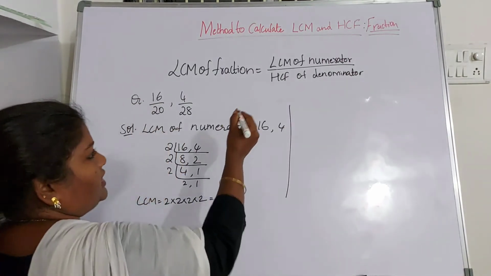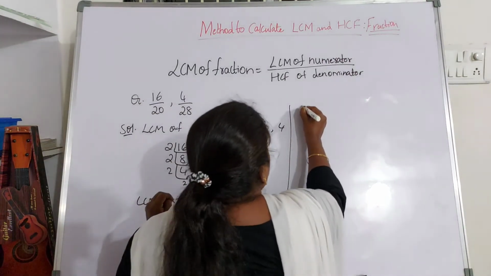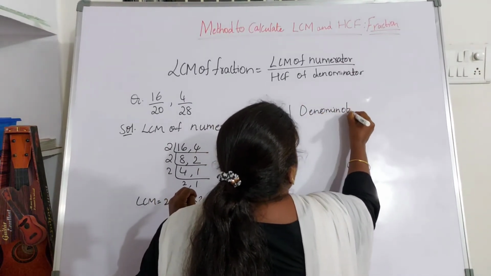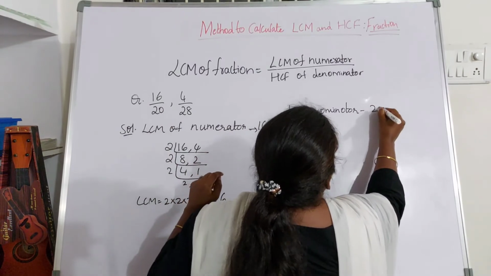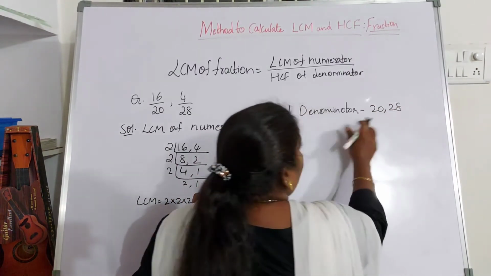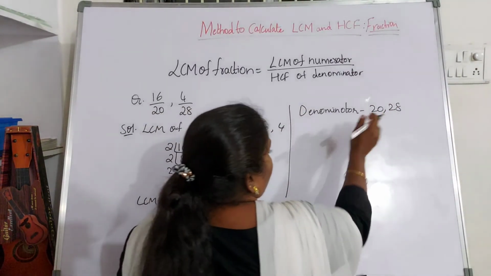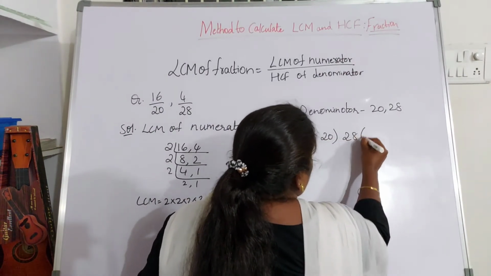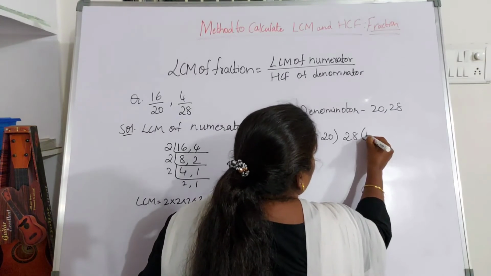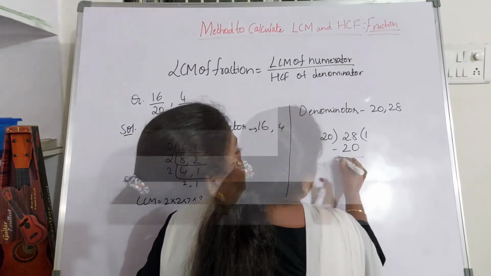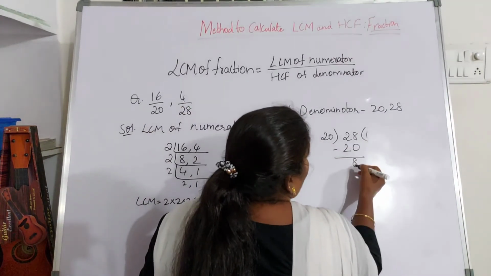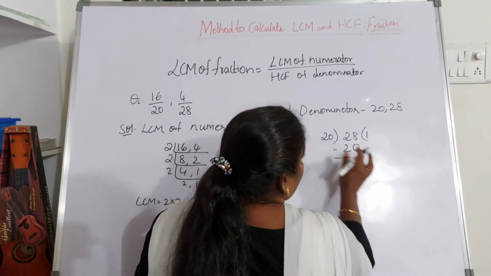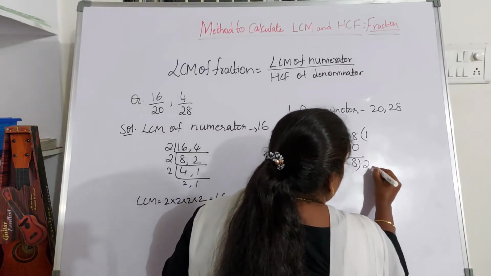Now find out the HCF of denominators. The denominators are 20 and 28. The smaller number will be the divisor, the bigger one will be the dividend. 20 once is 20. When I subtract, the remainder is 8. Now 8 is smaller than 20, so take this divisor as the dividend.